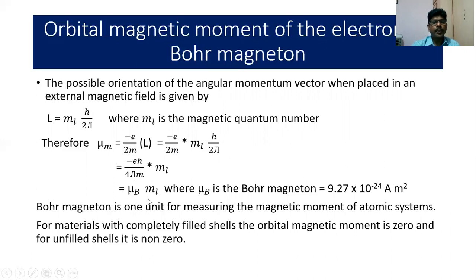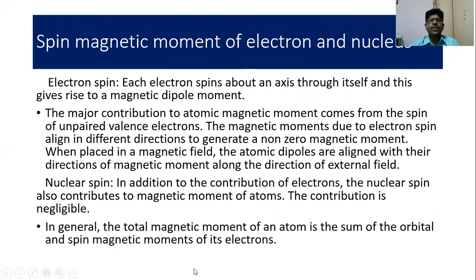I am writing this as mu b into ml, where mu b is nothing but minus e h by 4 pi m, called the Bohr magneton, whose value is 9.27 into 10 to the power of minus 24 ampere meter square. Bohr magneton is one unit for measuring the magnetic moment of atomic systems. For materials with completely filled shells, the orbital magnetic moment is 0, and for unfilled shells it is non-zero. So we have seen what the Bohr magneton is. Next we shall see the spin magnetic moment of electron and nucleus.